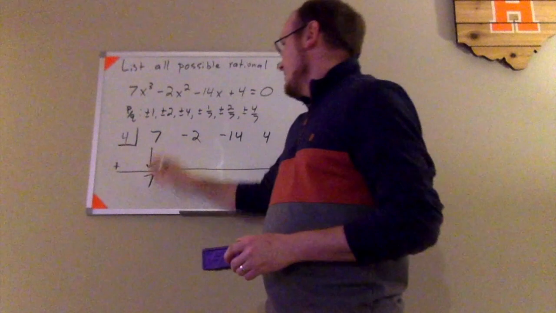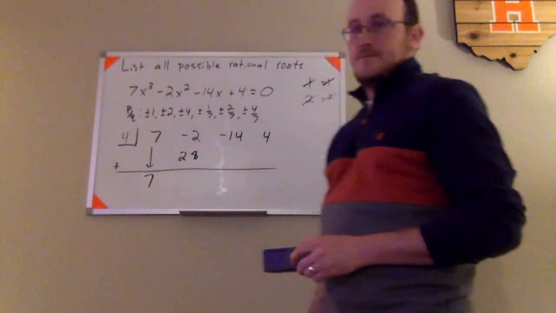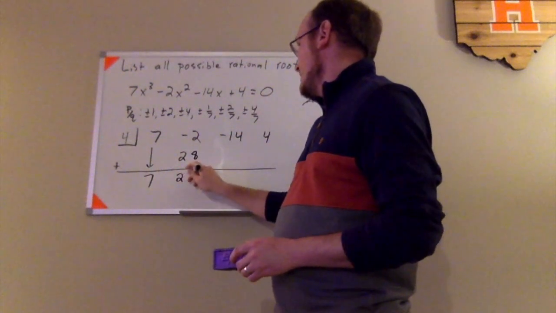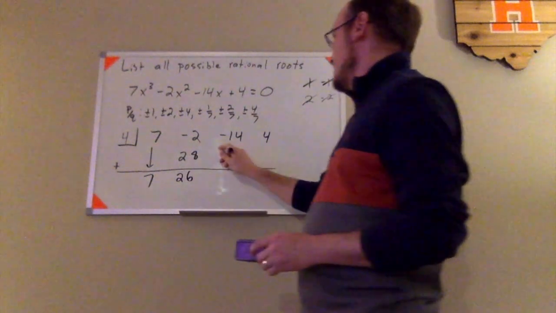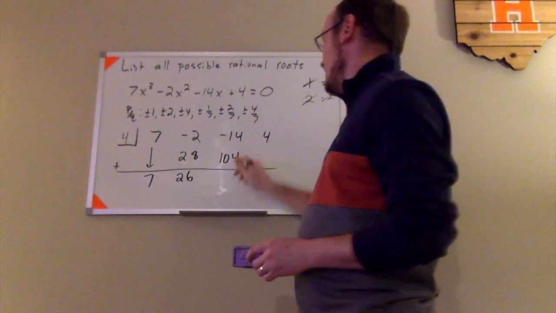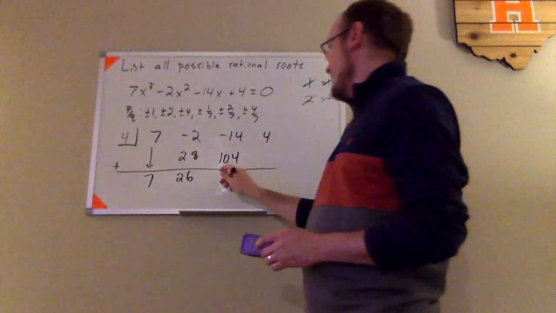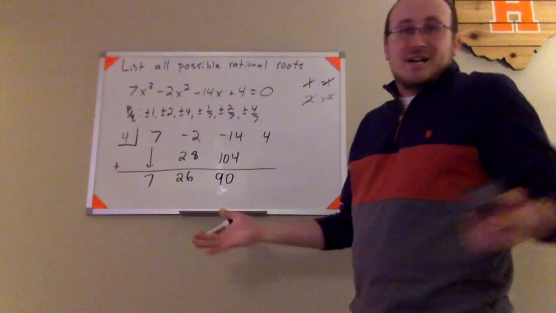Drop the 7. 4 times 7 is 28. Add the column there, you get 26. 4 times 26 is 104. Go ahead and add the column right there. You get 90. And I can stop now.